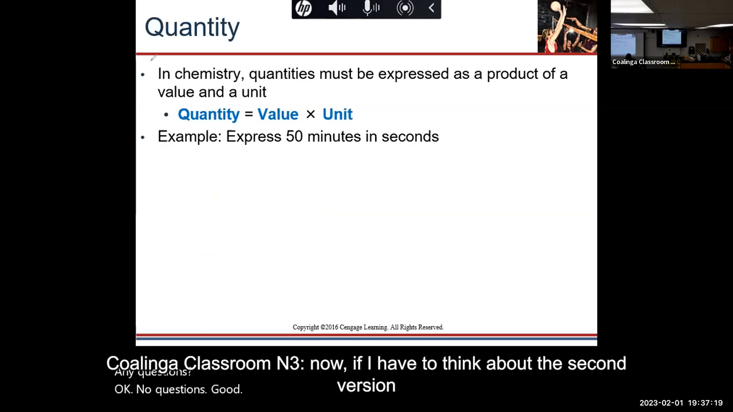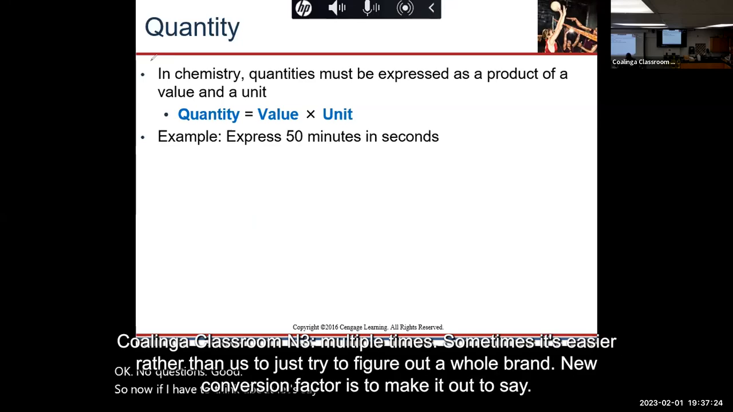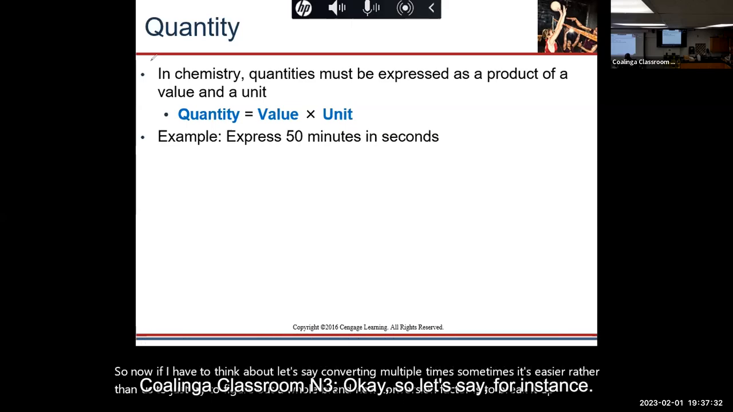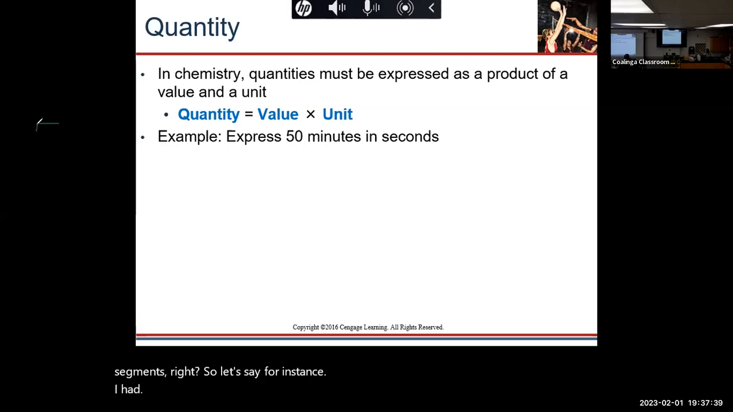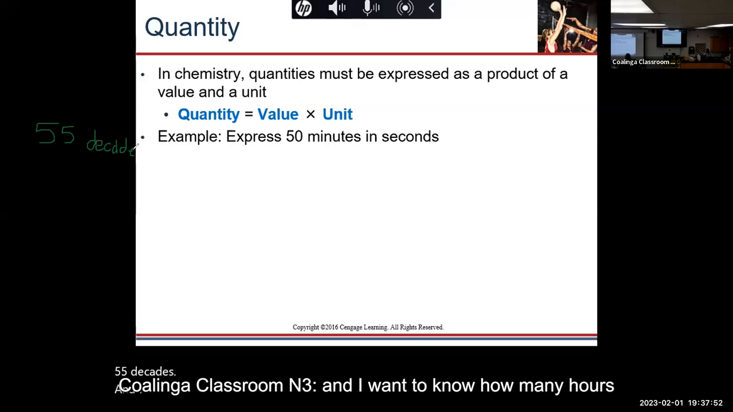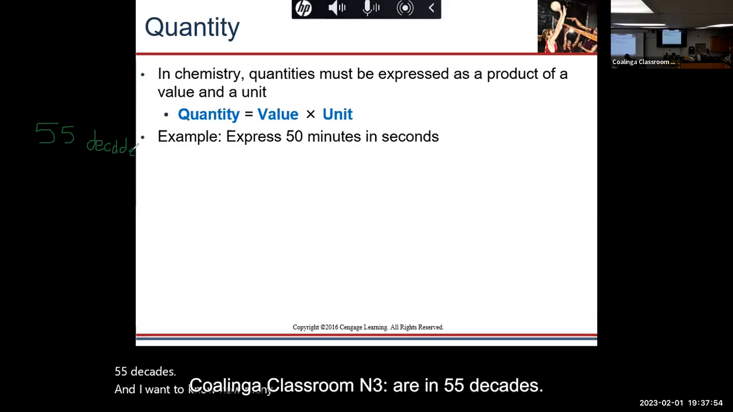Now if I have to think about converting multiple times, sometimes it's easier, rather than trying to figure out a whole brand new conversion factor, to break it up into segments. So let's say, for instance, I had decades, and I want to know how many hours are in 55 decades.